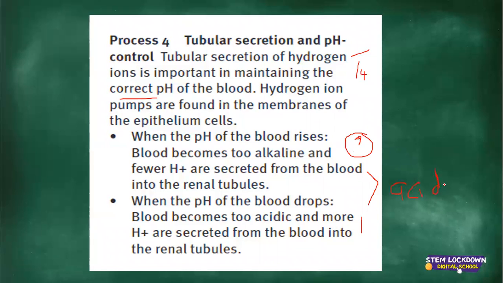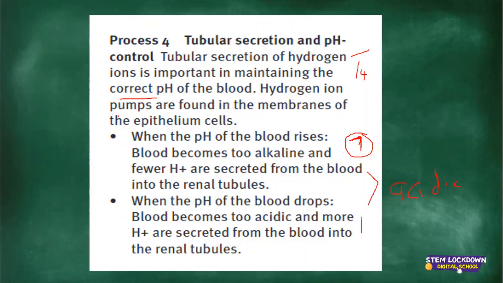So when you have too much of the hydrogen ions, what will they do? They will cause the blood to be more acidic. They will lower the pH level in the blood, causing the blood to be more acidic. So the tubular secretion of these hydrogen ions is important in maintaining the correct pH of the blood, because blood shouldn't be acidic. That's the thing. So it should be regulated as well.